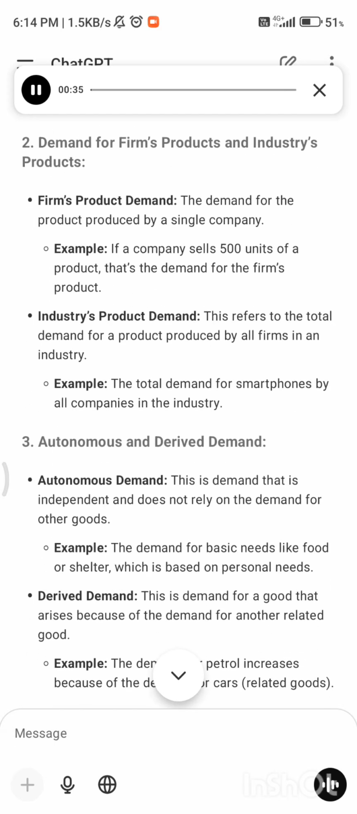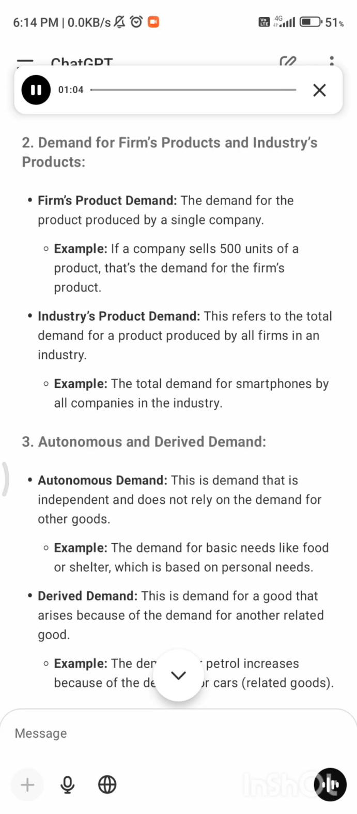2. Demand for firms' products and industries' products. Firms' product demand. The demand for the product produced by a single company. Example: if a company sells 500 units of a product, that's the demand for the firm's product. Industries' product demand. This refers to the total demand for a product produced by all firms in an industry. Example: the total demand for smartphones by all companies in the industry.